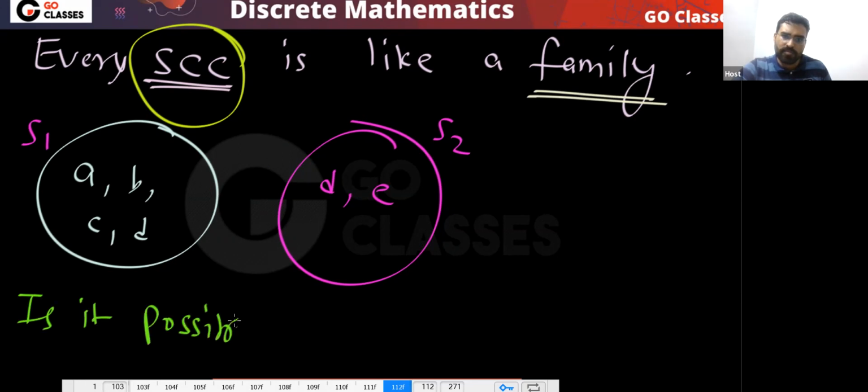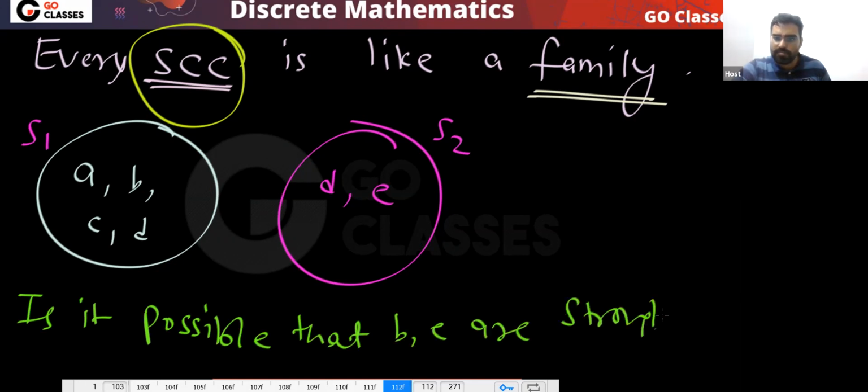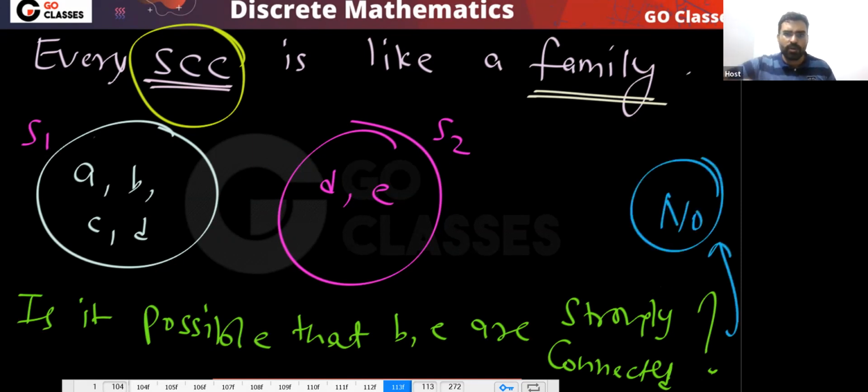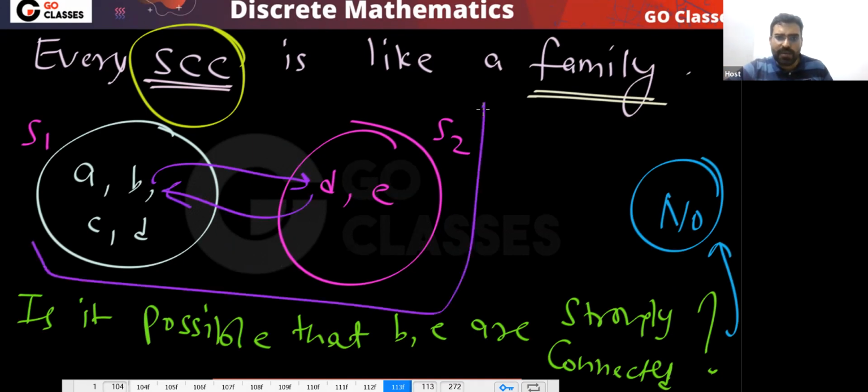Is it possible that B, E are strongly connected? Is it possible? The answer is clearly no. Why? What is the reason? Because if they are strongly connected, then this whole thing will become a family. Yes or no? Very simple.